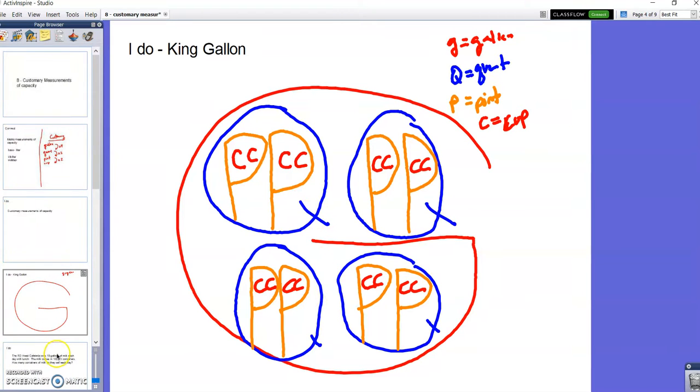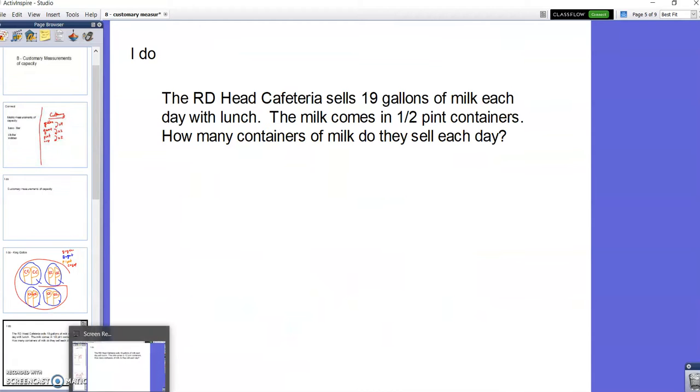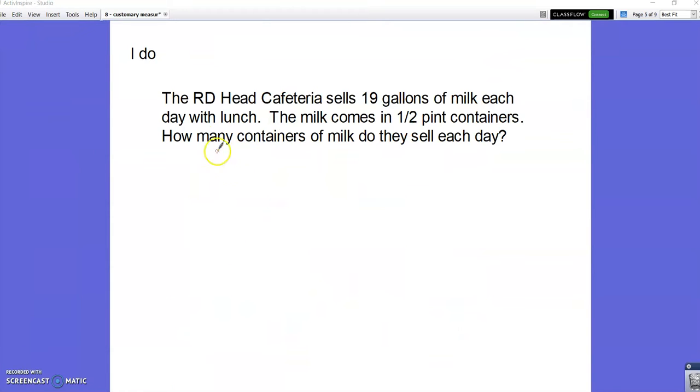All right, let's start with an I do conversion problem here. The cafeteria sells 19 gallons of milk each day with lunch. Whew, it's a lot of milk. The milk comes in 1/2 pint containers. Actually, I don't even call it that. That's the same as a cup. 2 cups make a pint. So I'm just going to call it 1 cup containers, even though they say 1/2 pint on them. That's weird. How many containers of milk do they sell each day?